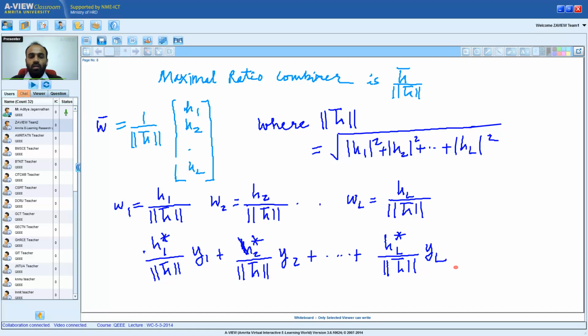That is H1 conjugate divided by norm H bar into Y1 plus H2 conjugate divided by norm H bar into Y2 plus HL conjugate divided by norm H bar into YL. That is basically the optimal combining at the receiver. This is also the maximal ratio combiner, also termed as maximal ratio combining.